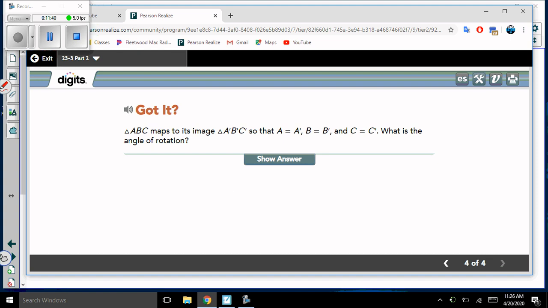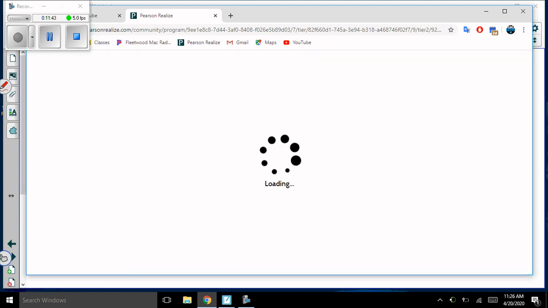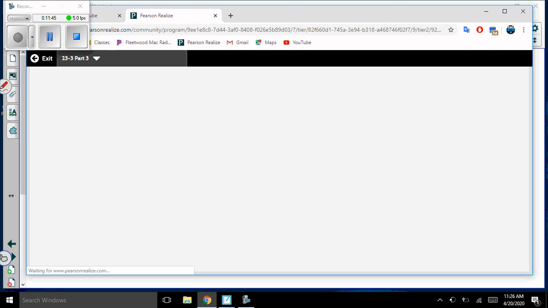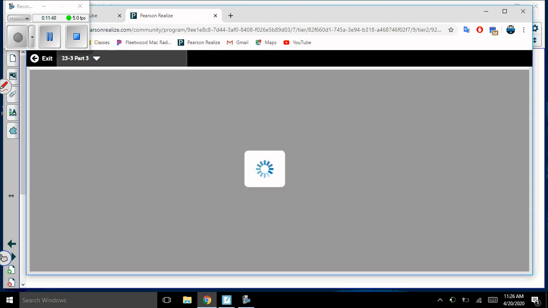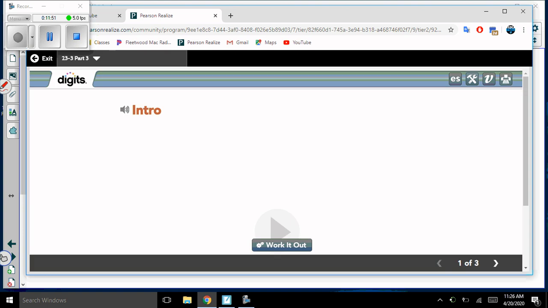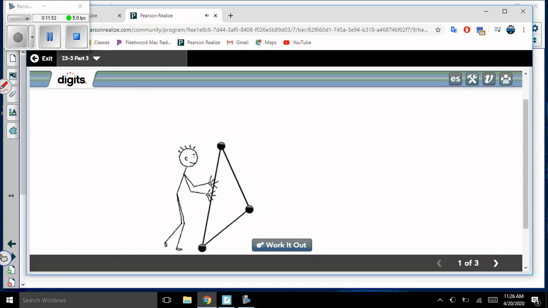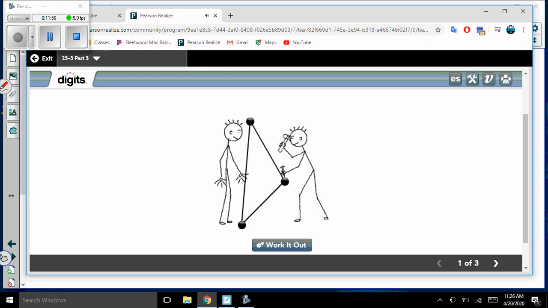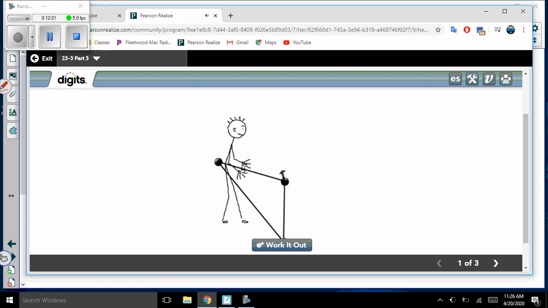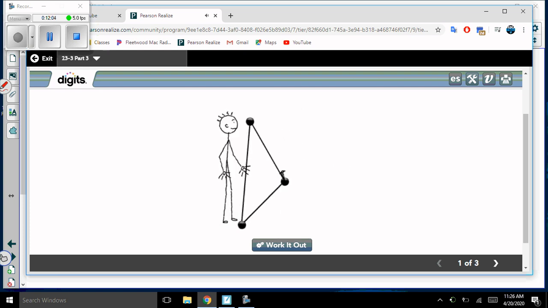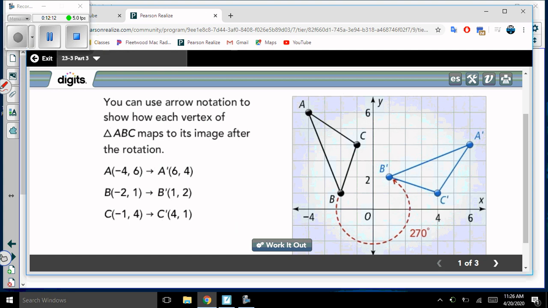Part number 3 coming at you. All right, so here we go on part number 3. This is just going to basically give you some information here, not really anything to do on this particular slide, I don't think. All right, so again, they're talking about arrow notation. Arrow notation, if we move this image after a rotation.